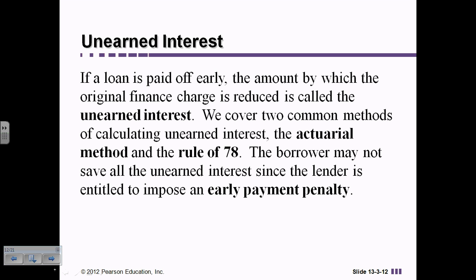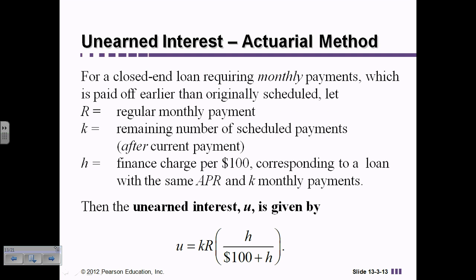Now, there is always the possibility that your lender could say that there is a penalty for an early withdrawal or an early payment, and they could end up not letting you get your money back. But these are the two possibilities.